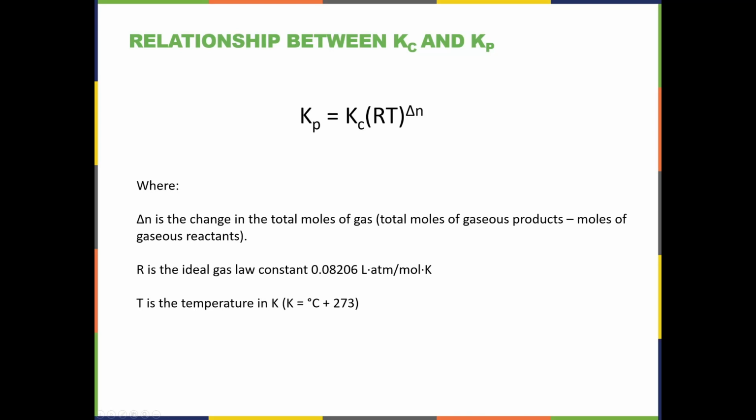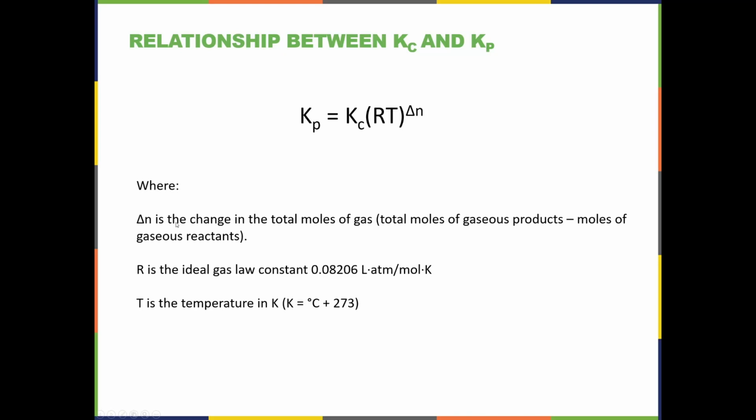So there is a relationship between Kp and Kc. You'll recall that Kp is for the gases, the pressure of the gases in atmospheres. Kc is for the concentration in molarity. And the difference between them is this RT delta N, where R is the ideal gas law constant, 0.08206 liter atmospheres per mole K, not in joules per mole K like in the previous chapter. We're going back to the ideal gas law constant in liter atmospheres per mole K. And T is the temperature in Kelvin, where Kelvin is C plus 273 or 273.15.